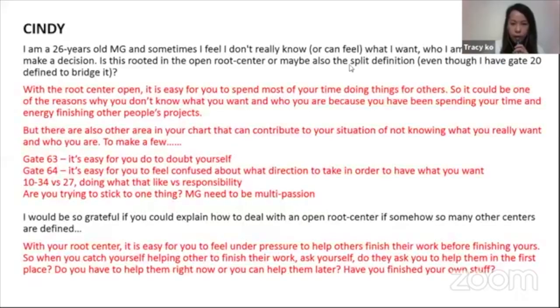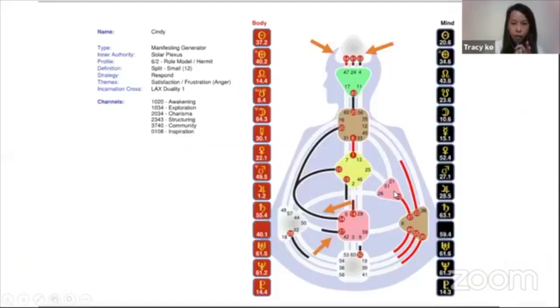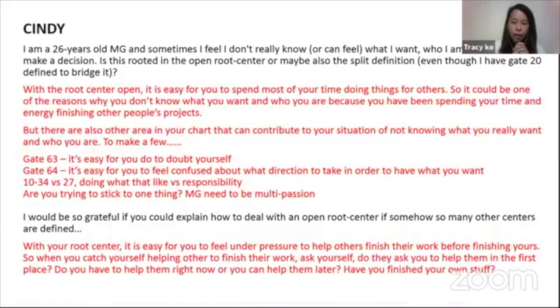Okay. All right. So this is a question from Cindy. This is her chart. Cindy asked, I'm a 26 years old MG, and sometimes I feel I don't really know what I want, who I am, and how to make a decision. Is this rooted in the open root center, or maybe also the speed definitions?